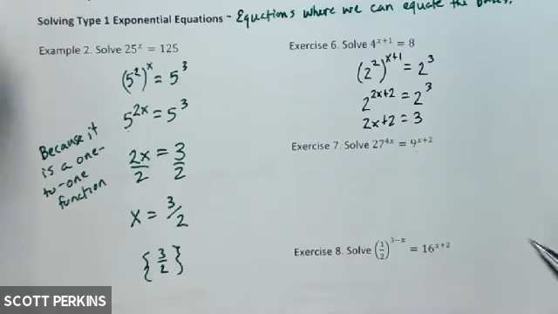I'm going to subtract 2 from both sides of this and get 2x is equal to 1. I'm going to divide both sides by 2, and I'm going to get x is equal to 1/2. There is my solution to that exponential equation.